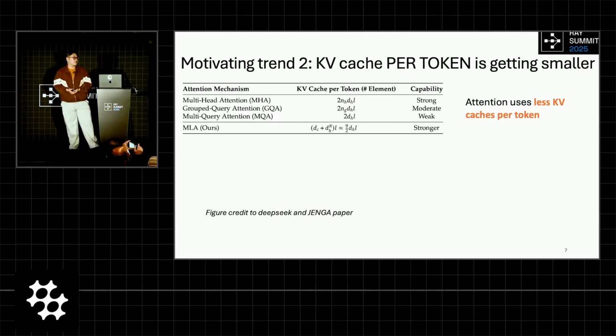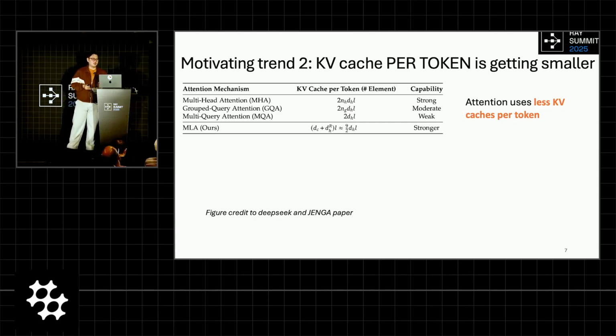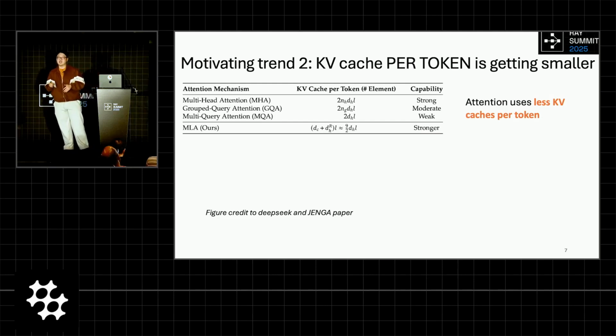The second trend is that KV cache per token is actually getting smaller. There are two phenomena here. First, attention mechanisms are using less KV cache per token. Starting from the traditional MHA, we then have grouped query attention, which reuses the KV caches across different query heads and makes the KV cache smaller. And we have MLA, which is used by DeepSeek models, and this one needs even less KV cache per token.